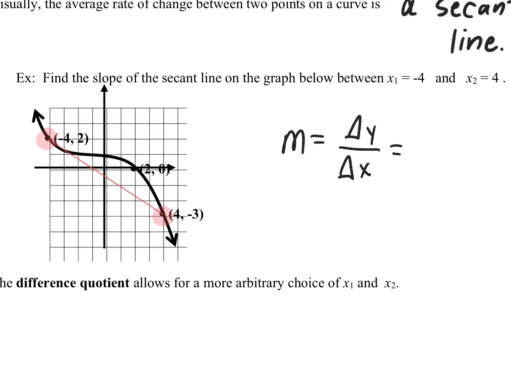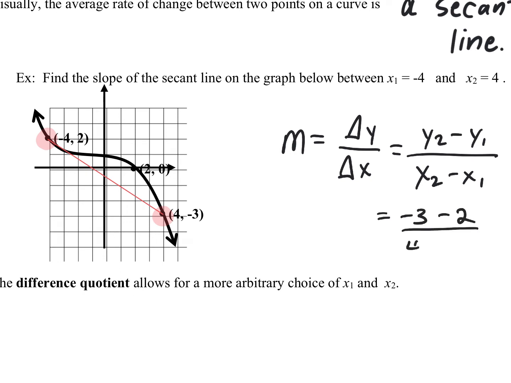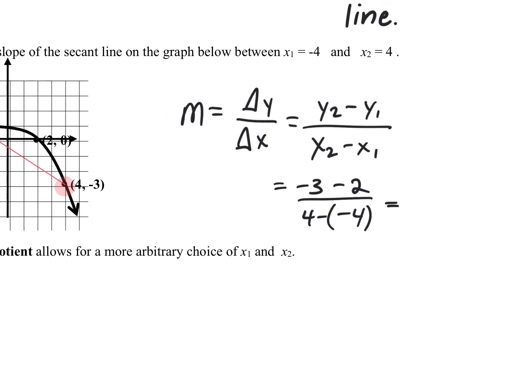Well, we can take the output, y2 minus y1, and find the difference between them. Or we can take the difference between the inputs, x2 minus x1. In this case, this should feel familiar. We're going to go ahead and take -3 minus 2 and divide it by 4 minus -4, again with those parentheses. Simplifying this down, we will get -5/8, and that is the slope.